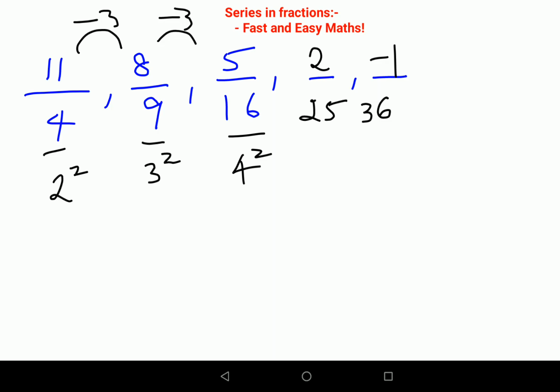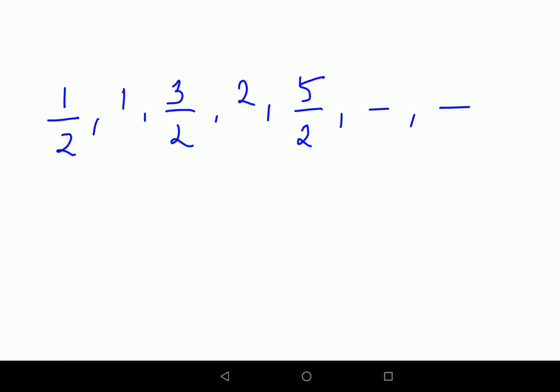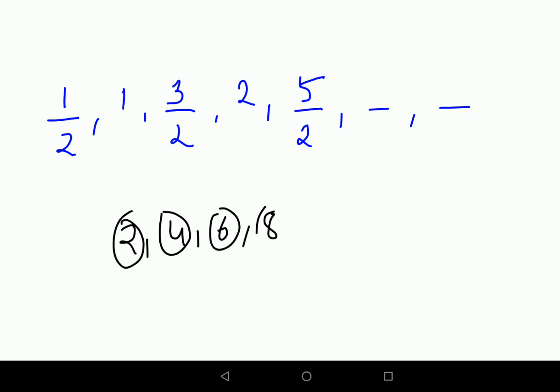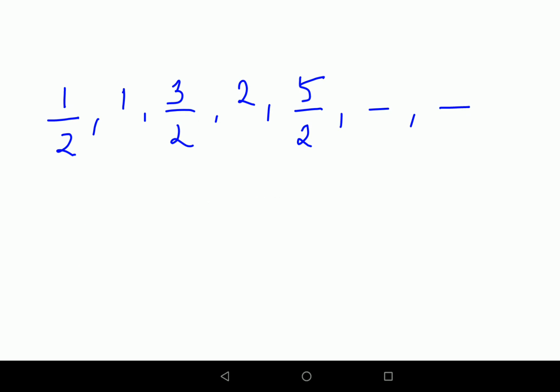Okay. So now coming to the part where I said that there might be an actual relation between the two fractions given, like how we do it in normal sequences. We have 2, 4, 6, 8. So here there is a relation between all of them. Similarly, in this particular scenario also we will have something like this. So let's see what will happen for this one.